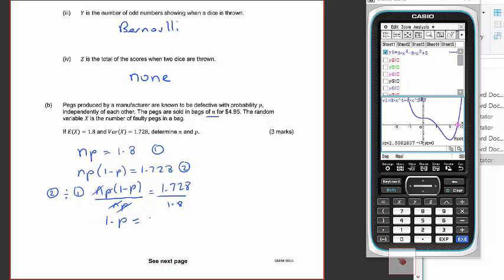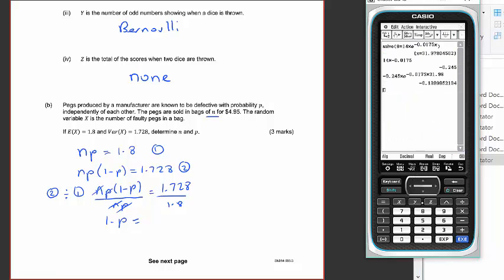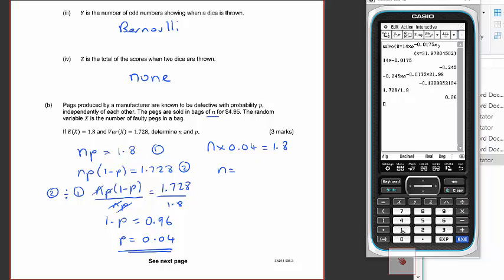So 1 minus p is going to be, let's go back to main, we've got 1.728 divided by 1.8 gives us 0.96, and therefore p is equal to 0.04, and then n times 0.04 is equal to 1.8, so n is going to be 1.8 divided by 0.04, and that gives us 45.